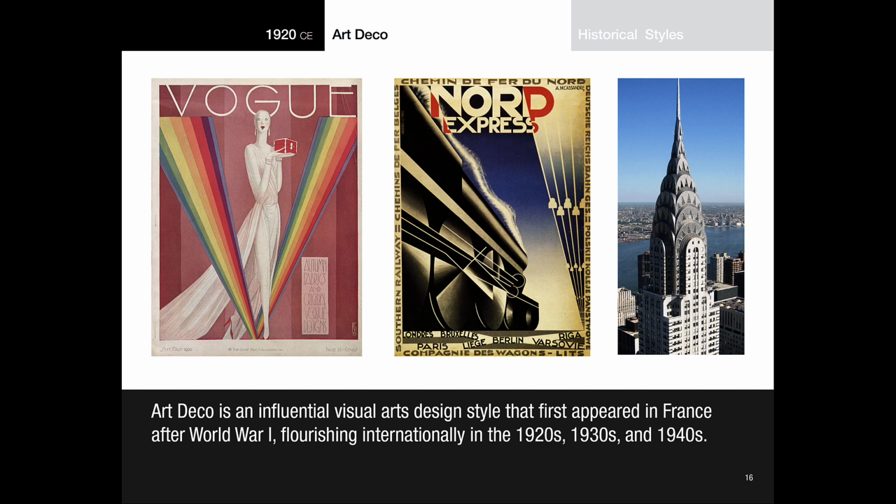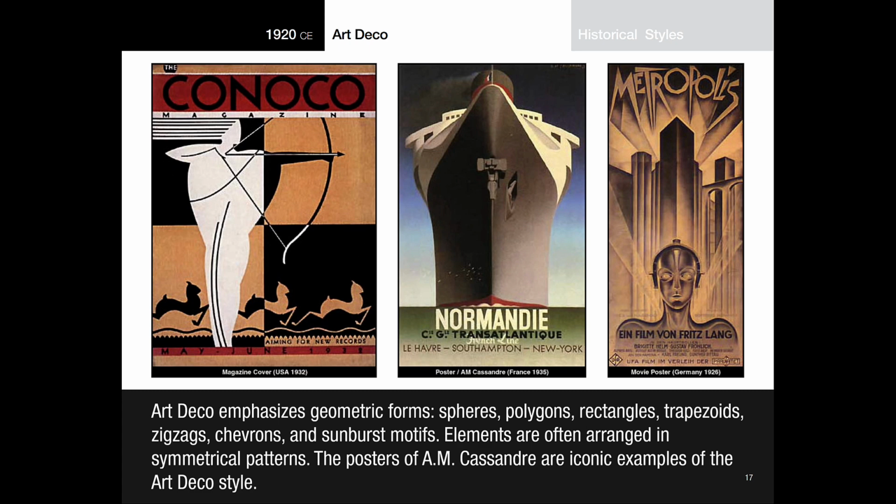motif there. You'll see a lot of very stylized and almost abstract things being reduced down to geometric forms. You can see in the train, in the famous poster in the center by A.M. Cassandre. But even there's a cover of Vogue magazine, and you can see the model's been very stylized. The rainbow is done in very kind of geometric pattern as well.